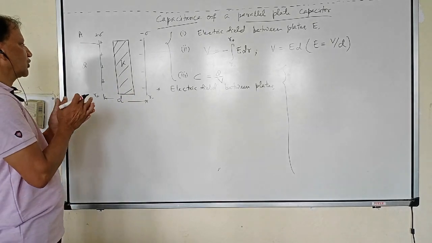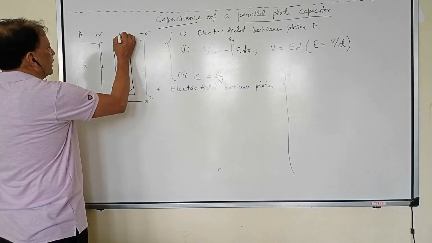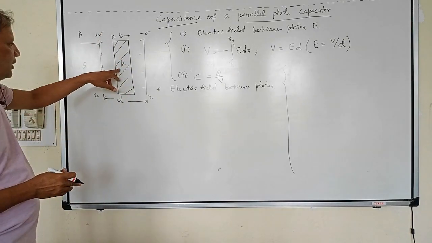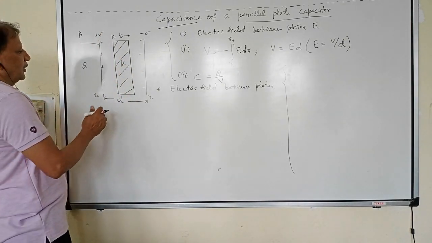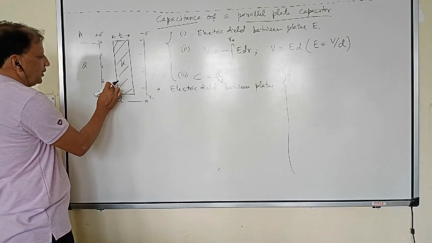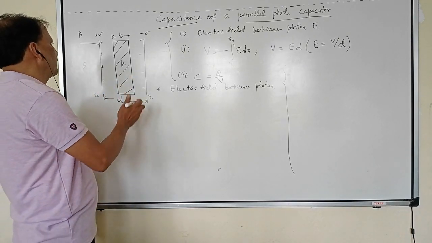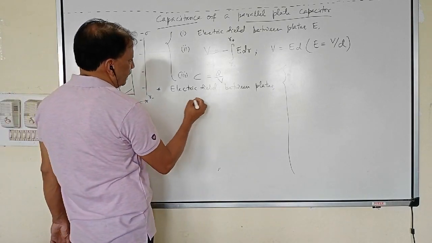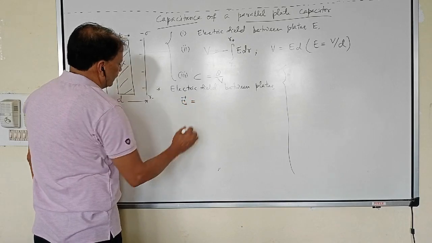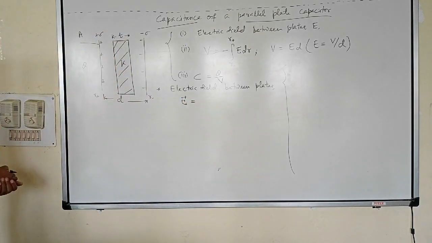Now another situation, whenever a dielectric of thickness t is placed between the plates, whose dielectric constant is K, then what will happen? Now from here you see the space where the dielectric is not present. This is d minus t. So what will be the electric field between the plates?